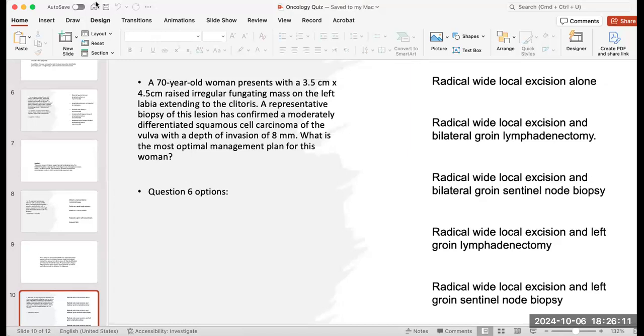a question on vulval cancer. A 70-year-old woman presented with a 3.5 cm by 4.5 cm raised irregular fungating mass on the left labia extending to the clitoris. A representative biopsy of this lesion has confirmed a moderately differentiated squamous cell cancer of the vulva with a depth of invasion of 8 millimeters. What is the most optimal management plan for this woman? What do you think?